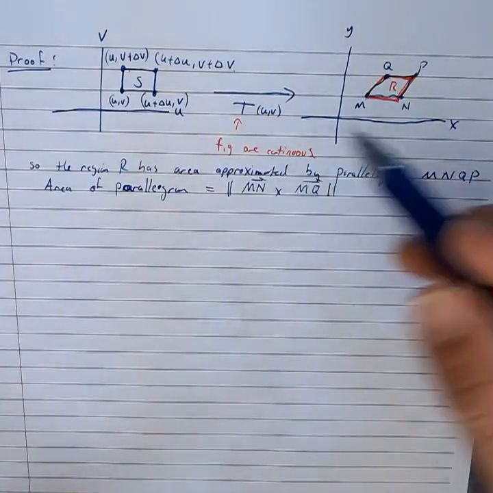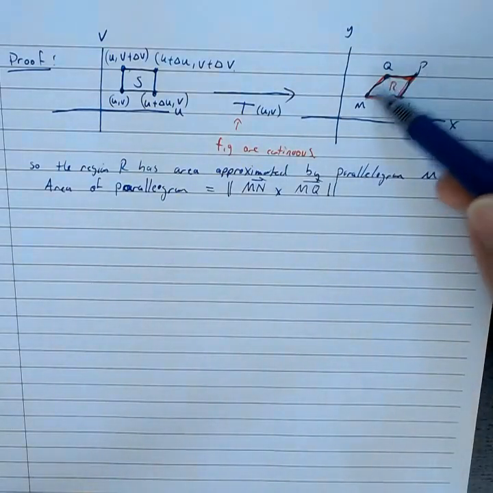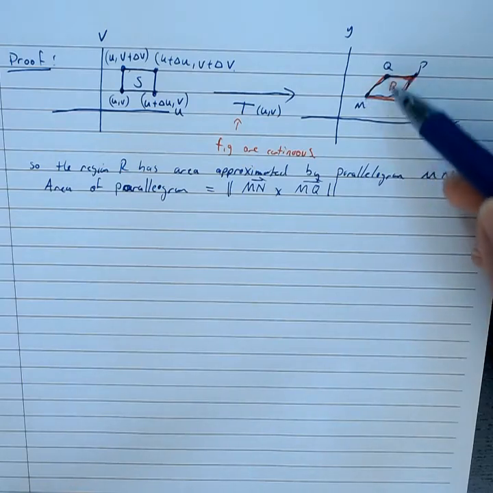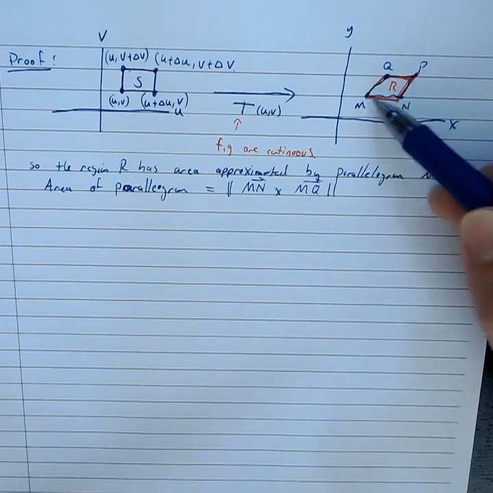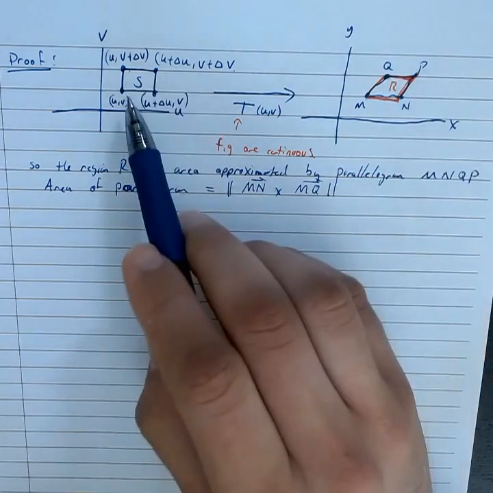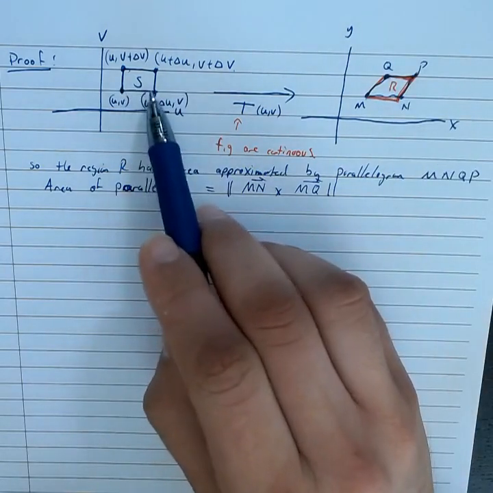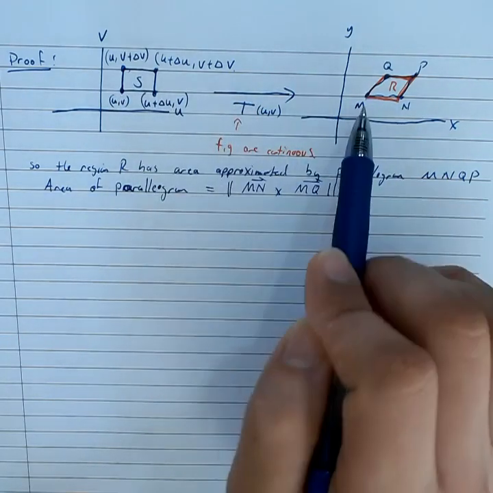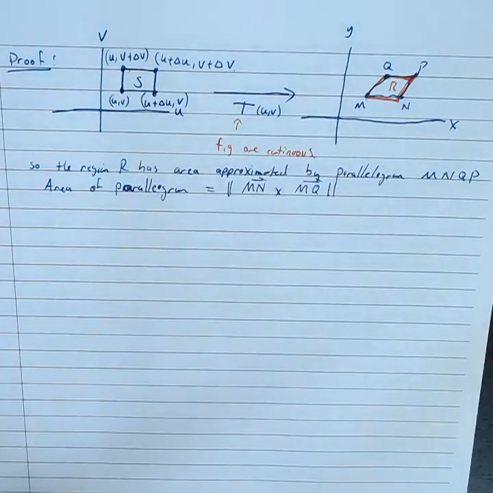So now we ask, what is this vector? And what is this vector? What is MN? What is MQ? Well, MN is approximately what happened when I took this little line and passed it through this function to give me something in the xy plane.